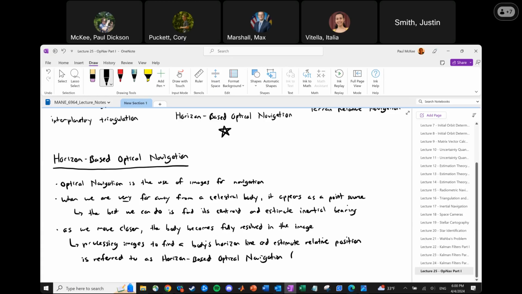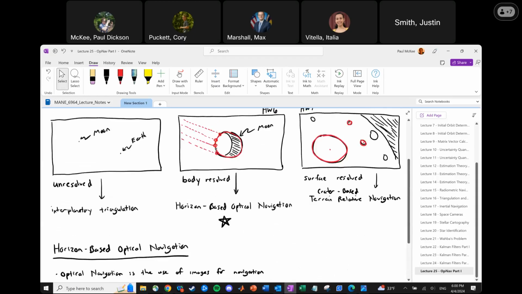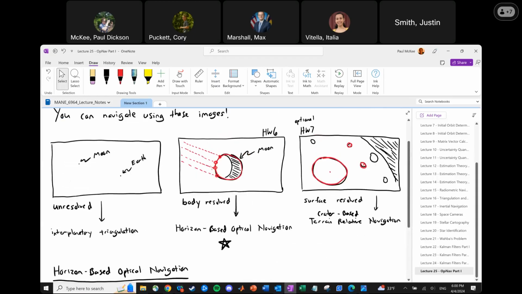Or OpNav. So this is where I'm going to be a bit hypocritical. Strictly speaking, OpNav is any use of an image to navigate in space or on Earth, right? When I say OpNav, I mean this. I mean, we're taking an image of the Earth or the moon, we're finding the lit limb, we're fitting an ellipse to it. This is what I mean when I say OpNav.